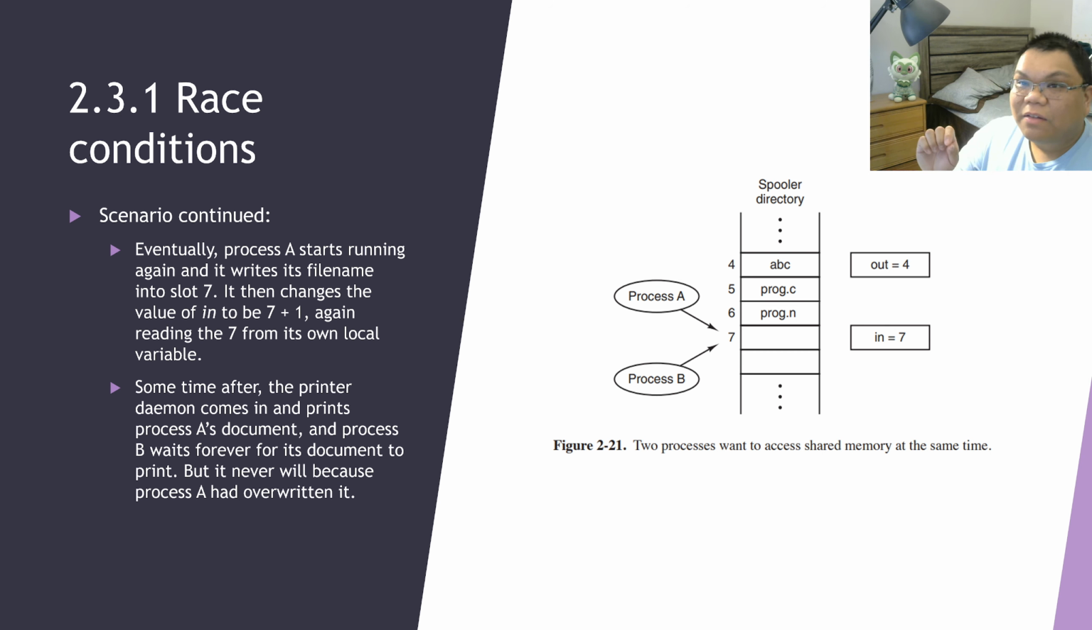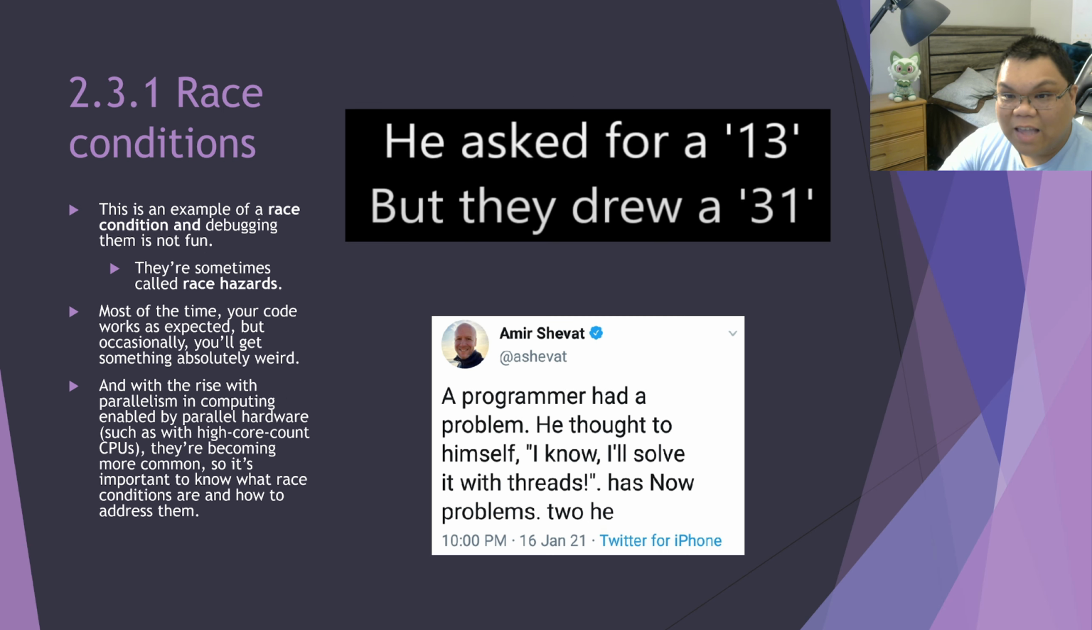So now, whatever process B had written into slot 7, it's now gone because process A had overwritten it. So when the printer daemon comes in to print out files, it's going to print out process A's document, but it's never going to print out process B's document because it got overwritten. This is an example of a race condition, and trying to debug a race condition is not fun.